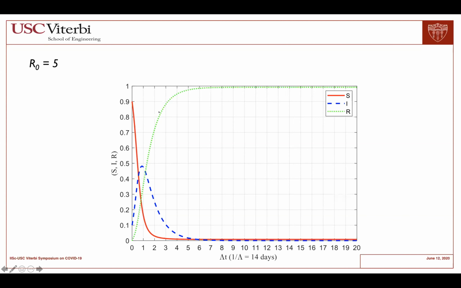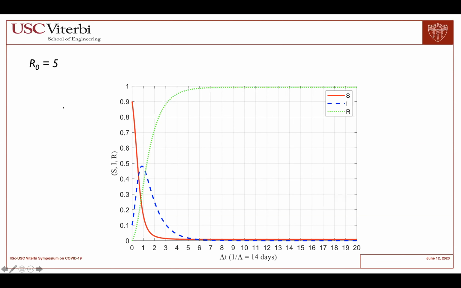And the green curve that you see here are the people who've recovered or passed away in the SIR model. The horizontal axis is time, non-dimensionalized by 14 days, which is the rate at which the disease is over. So you either recover or pass away. And so what you see is unchecked.